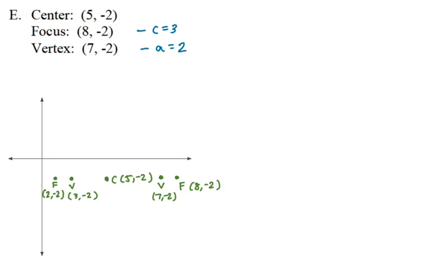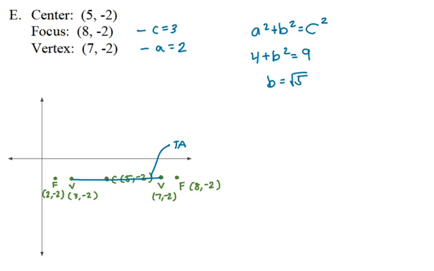Okay, the transverse axis then connects the center with the vertices. That is our transverse axis. And we use the Pythagorean theorem to find b. So 4 plus b squared is equal to 9. b is equal to the square root of 5. So we're going to go up and down the square root of 5 in order to get what we would consider the conjugate axis. So that is going to be the point 5, -2 minus root 5, and this is the point 5, -2 plus root 5.